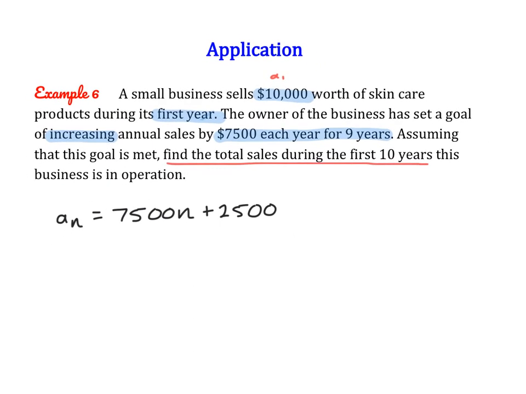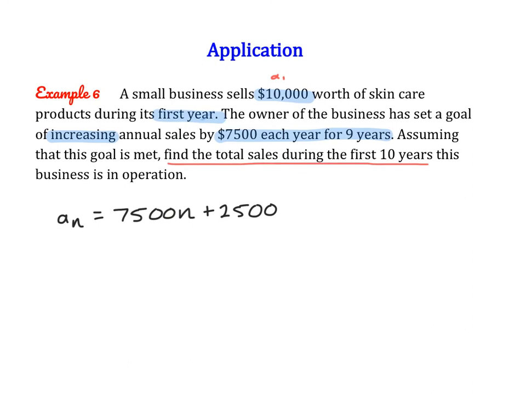But once again, you could always use that formula. So this will allow us to find how much they made in year 10. That's part of our summation formula. So a sub 10 is $77,500. But they are not asking how much did they make in the 10th year.